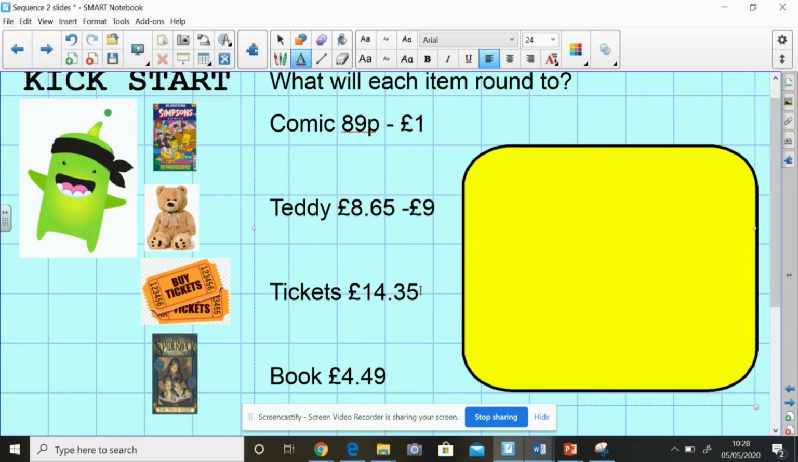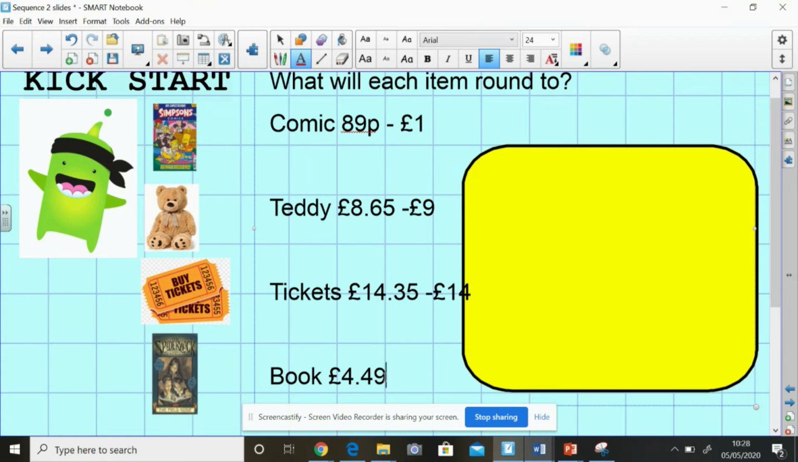Okay, next one. We have some tickets for £14.35. So what two whole numbers, what two pounds, come on either side of £14.35? We know on either side of that we could have £14 and £15. So we go to the tenths column, which is the number after the decimal place, and it is a 3. That is below 5. So what does that mean? We have to round it down. So we round it down to £14.